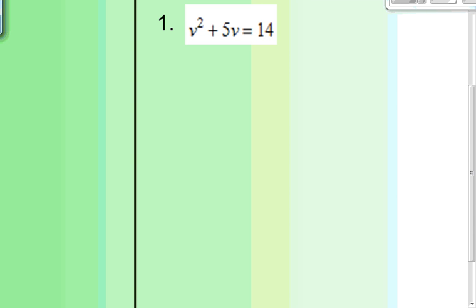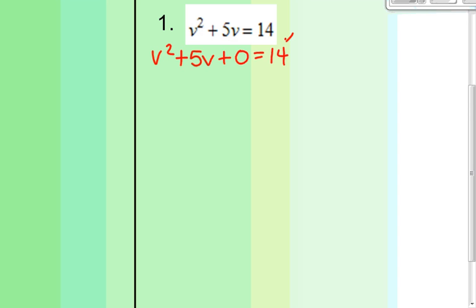Here's problem 1, and we want to solve this by factoring. So the first thing we need to do is get it into standard form. There is no c here, so I'm going to go ahead and add a 0 in place of c because there's no constant.